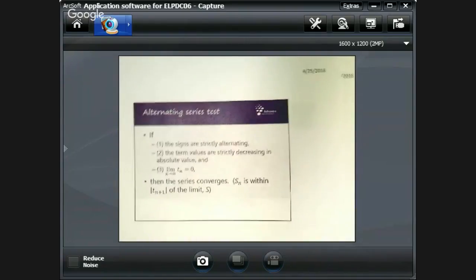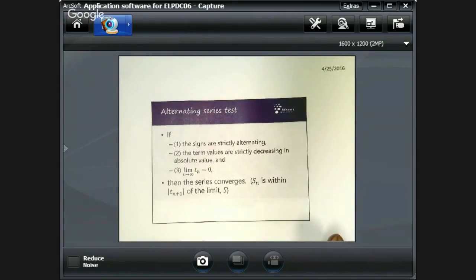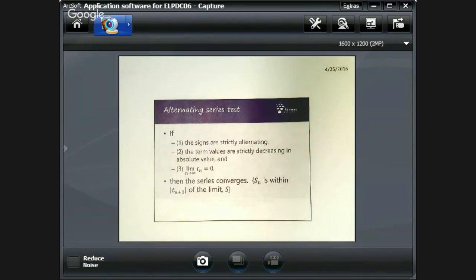You're going to hope that you have one of three special types of series. The first one is the alternating series. So you have signs that are alternating: positive, negative, positive, negative, positive, negative, or negative, positive, negative, positive, negative, positive. If the signs are strictly alternating, if the terms are strictly decreasing in absolute value, that is, if you ignore the signs, are the terms decreasing? And if the limit as n goes to infinity of the absolute value of the nth term is zero, then you know that the series converges.